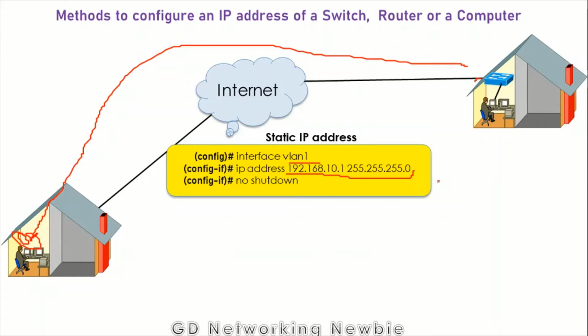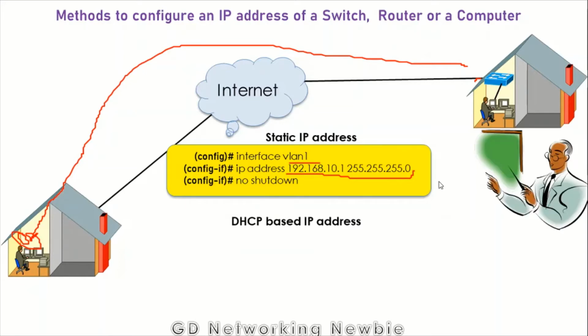We have another method as well. That method is called DHCP based IP address. So what happens in this DHCP based IP address? In that case, we have a computer, a machine. Just for illustration purposes, I have shown a person. That machine or computer or router will act as a DHCP server, giving us the IP address. That machine will have a list of IP addresses, and that machine specifically is known as the DHCP server.